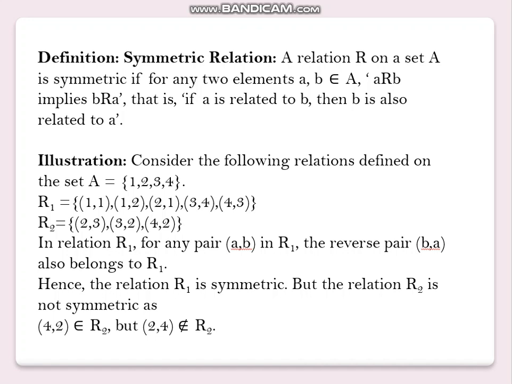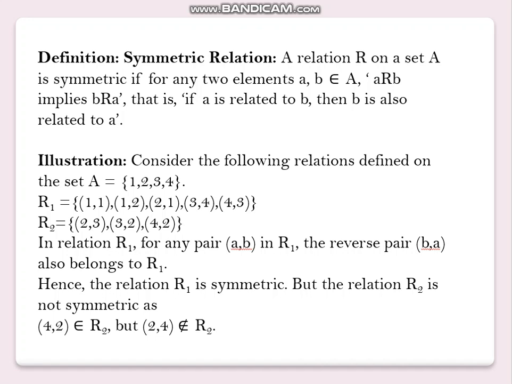In the relation R2, we have the ordered pairs (2,3), (3,2) and (4,2). 2 is related to 3, 3 is related to 2. But the ordered pair (4,2) is there. 4 is related to 2, but 2 is not related to 4 in the relation R2. Therefore, R2 will not be a symmetric relation.